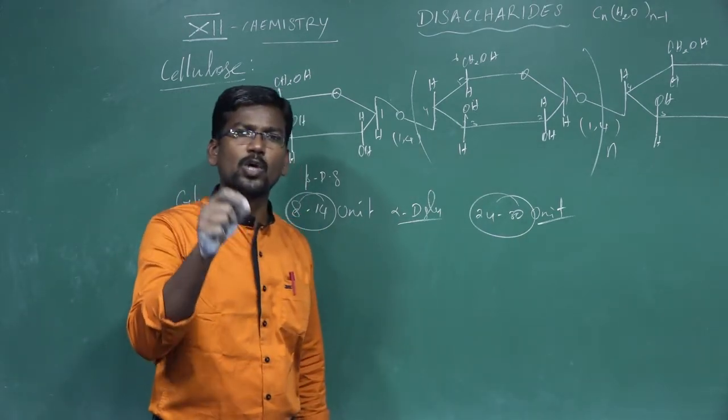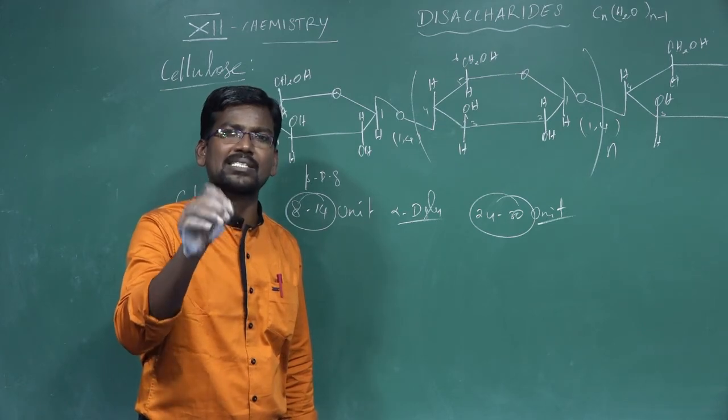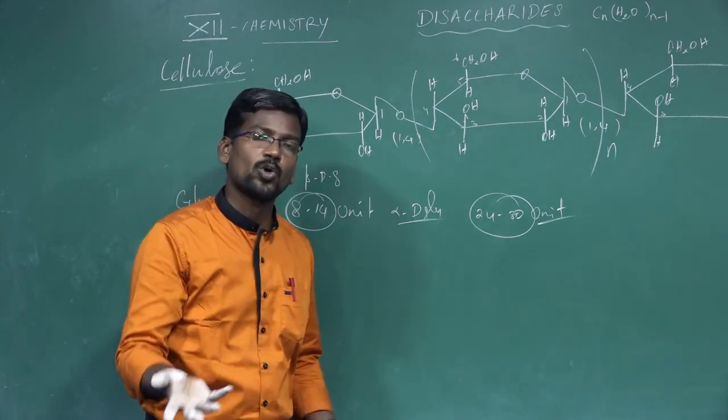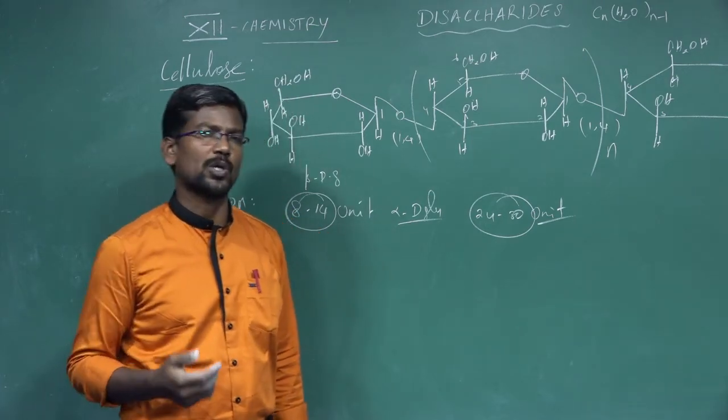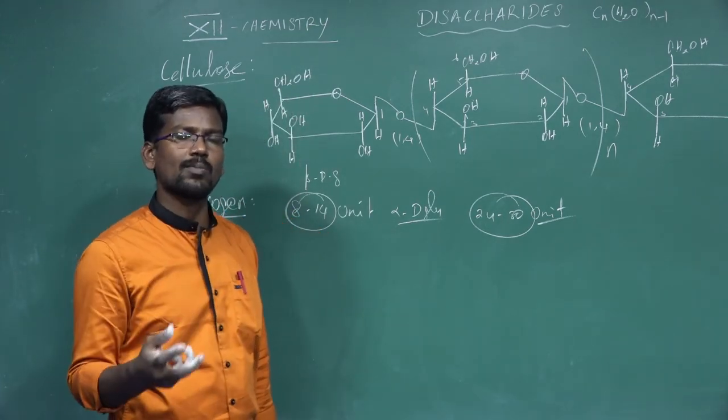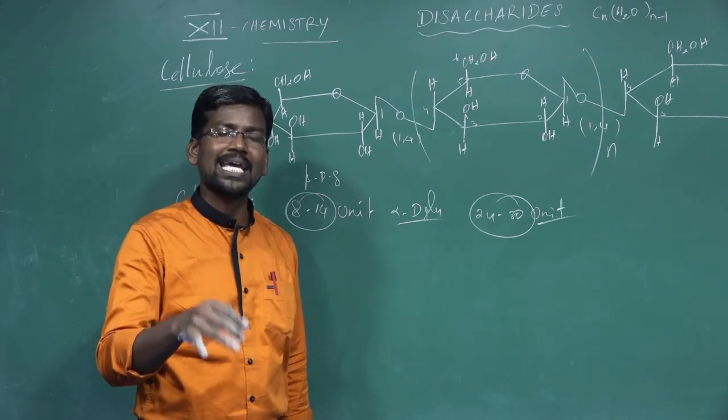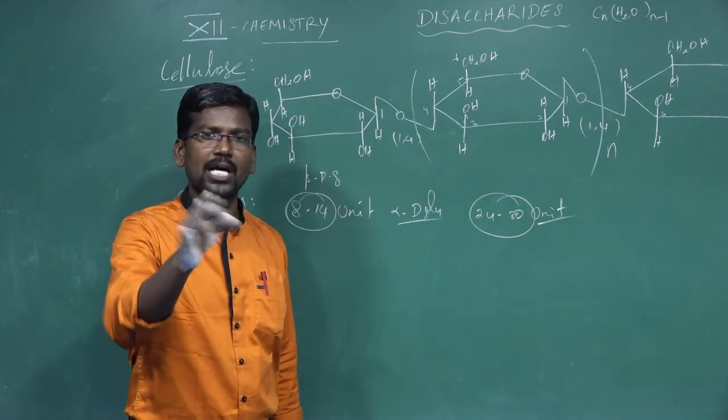Excessive amount of glucose in our body exists as glycogen. Our body produces a number of glucose molecules. So the excessive amount of glucose molecules present in our body exists in the form of glycogen.